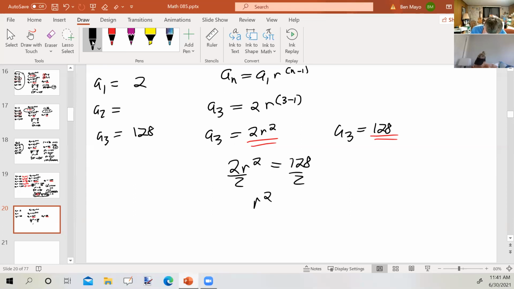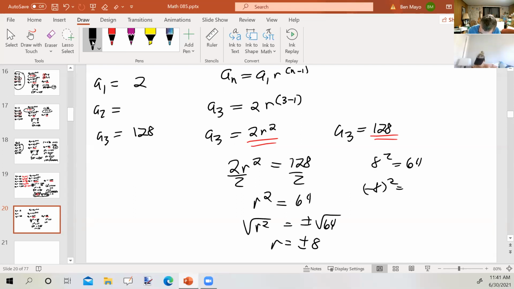Divide both sides by 2, r squared is 64. Take the square root of both sides. R equals, what times what is 64? 8 and negative 8. So R could be 8 or negative 8. That's all they tell us. There's nothing in the instructions that says the geometric mean is positive or negative, or R is greater than 0 or less than 0. So basically we've got two possible answers.